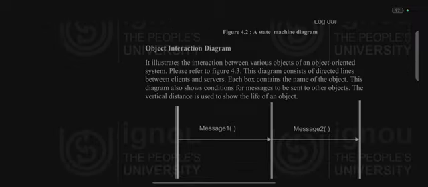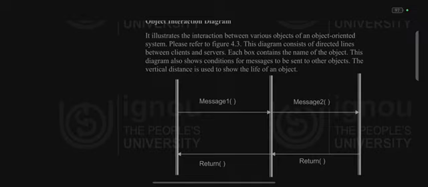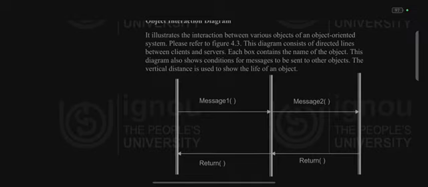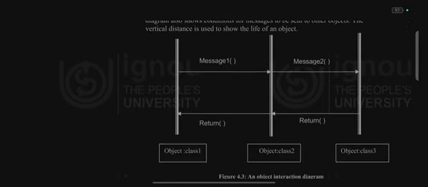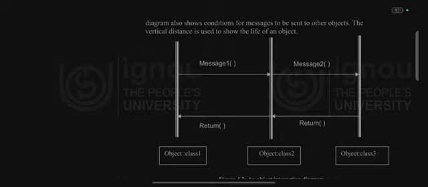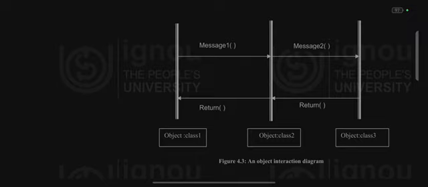It illustrates the interaction between various objects of an object oriented system. Please refer to figure 4.3. The diagram consists of directed lines between clients and servers. Each box contains the name of the object. This diagram also shows conditions for messages to be sent to other objects. The vertical distance is used to show the life of an object. Here come message 1, message 2, return, return, object 1, object 2, object 3, an object interaction diagram.